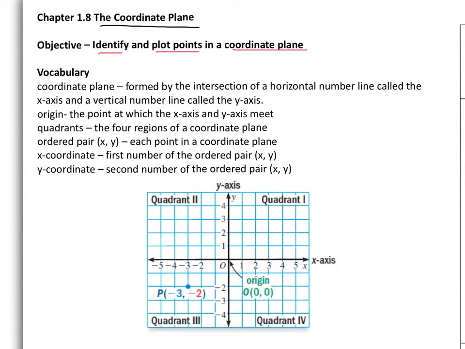First of all, what is a coordinate plane? A coordinate plane is formed by the intersection of a horizontal number line called the x-axis and a vertical line called the y-axis. And they meet at what we call the origin, the point at which the x-axis and the y-axis meet.